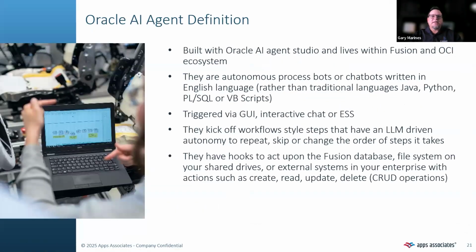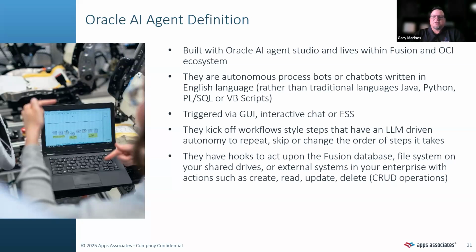Okay. So what's the definition of the agent? It's built with the Oracle AI Agent Studio. It lives within Fusion and the OCI ecosystem. They could be autonomous process bots that are written in the English language rather than taking code and writing Java, Python, or entering 8,000 questions and 8,000 answers for them to respond to. They can be triggered via your user interface, interactive chat, or ESS, which is coming along here.